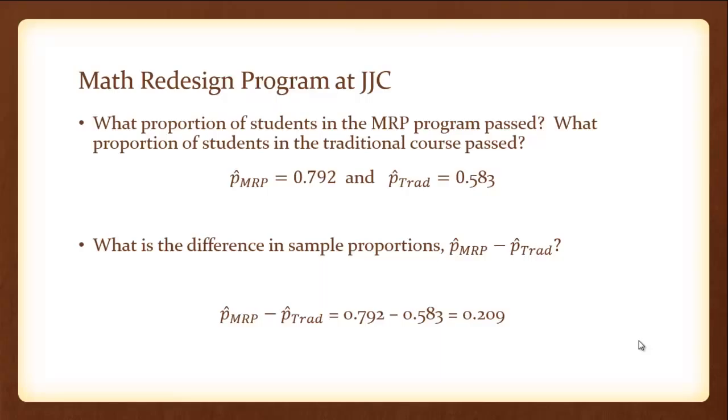But what we really want to ask is, is that difference statistically significant under the assumption that the courses are not going to have different pass rates? So remember, the null hypothesis is always a statement of no change, no effect, no difference. Meaning the null hypothesis would be the proportion of students who pass in the MRP is the same as the proportion of students that pass in the traditional.